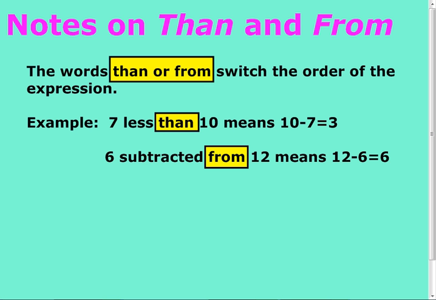Okay, notes on than and from. Less than switches the order. 7 less than 10 means you start with the 10 and then you go to 7. Normally I just go in the same order. 6 subtracted from 12 is you start with 12 and then you subtract 6. You have to think. It's not bad when you read it. 6 subtracted from 12.